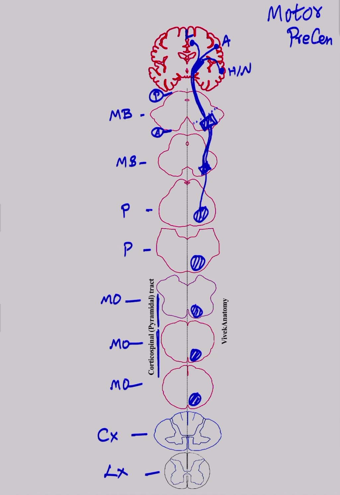The tract is very compact all the way, whereas in the pons, it kind of breaks down into individual fascicles because of the intervening pontine nuclei and the fibers. But in the medulla, it joins back to a compact bundle.